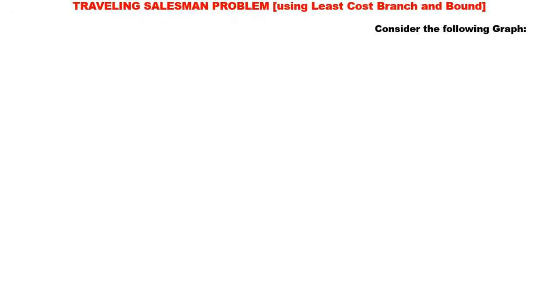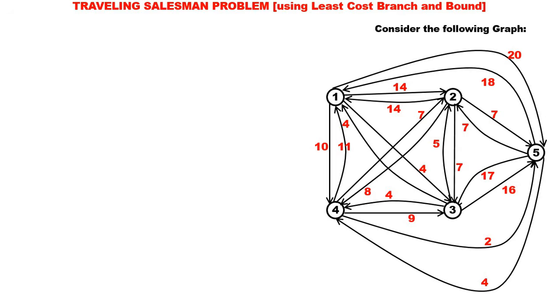Here we shall consider the following graph. So this is the graph. I have taken 5 vertices. So many edges are there. First we will write down the cost matrix for this graph.